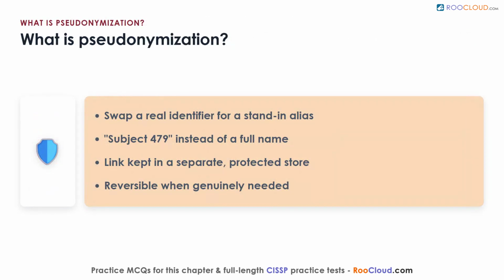What is pseudonymization? It is swapping a real identifier for a stand-in alias. Instead of a patient's full name, a record might simply refer to subject 479. The link between the alias and the real person lives safely in a separate, protected store. So the working dataset carries no direct identities. Yet, you can still reverse the swap when you genuinely need to. Think of an author publishing under a pen name. The books are real, but the true identity stays tucked away until someone with the key reveals it.